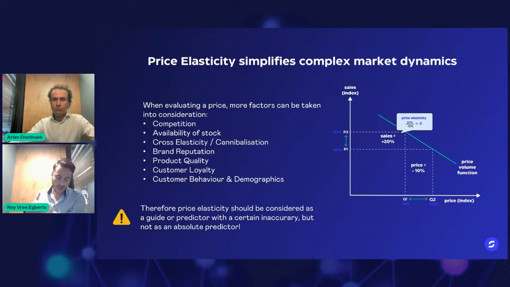This specific webinar is purely about elasticity, but of course you have the option of enhancing the elasticity model with different business rules, with different strategies, and combining them, for example, with a competitor strategy, or with an inventory strategy, where you can make sure that you don't have these issues. But just purely looking at price elasticity by itself, it doesn't take these things into consideration. So we always say price elasticity should be considered as a guide or a predictor with a certain inaccuracy, but it's not an absolute predictor, right?